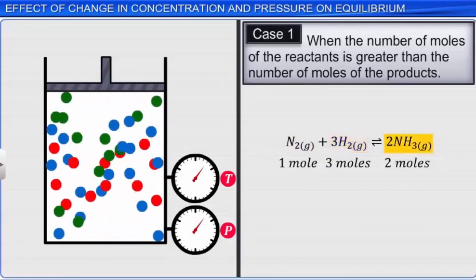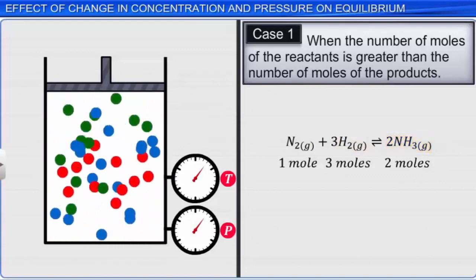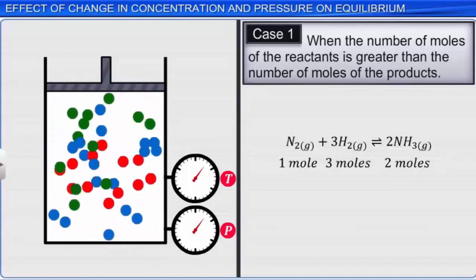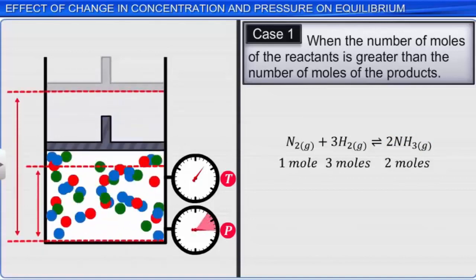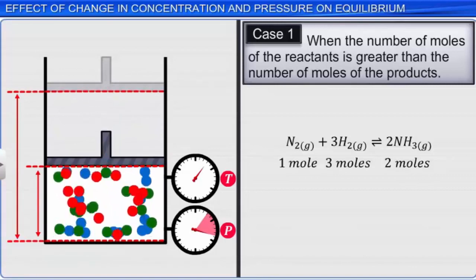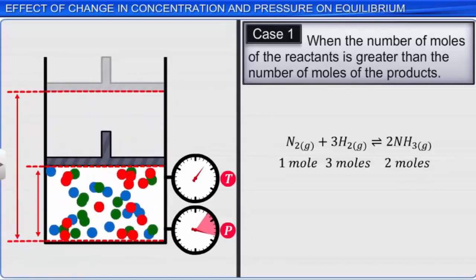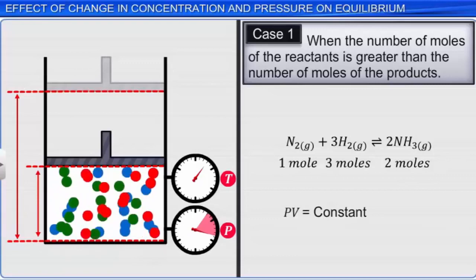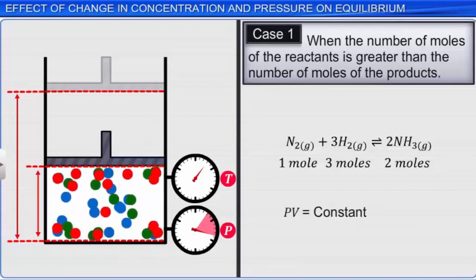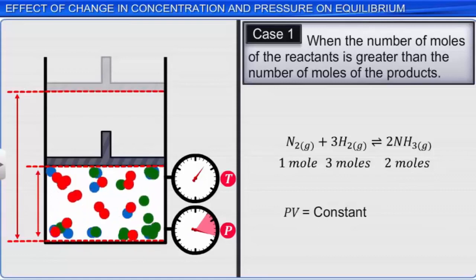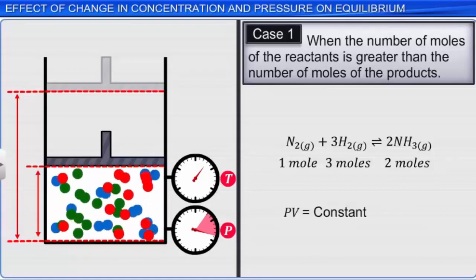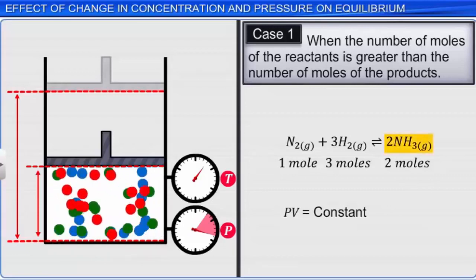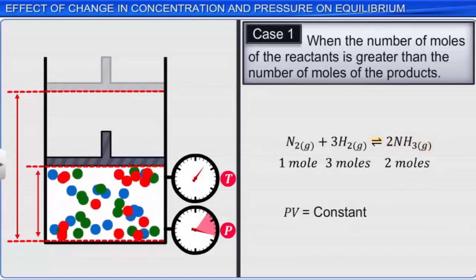Suppose the equilibrium mixture is kept in a cylinder fitted with a piston at constant temperature and is compressed to 1/2 of its original volume. As the volume decreases to half, the pressure will be doubled according to the equation PV equals constant. As the pressure is doubled, according to Le Chatelier's principle, the equilibrium shifts in the direction of decrease in pressure, or the number of moles of the gas. So, in this case, the reaction proceeds towards the formation of the product, ammonia.